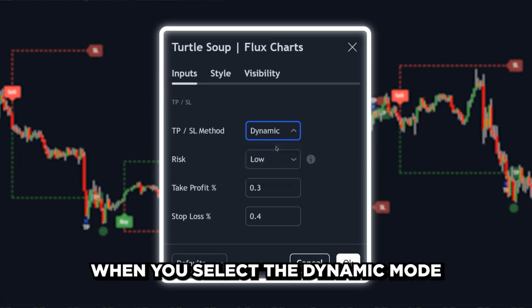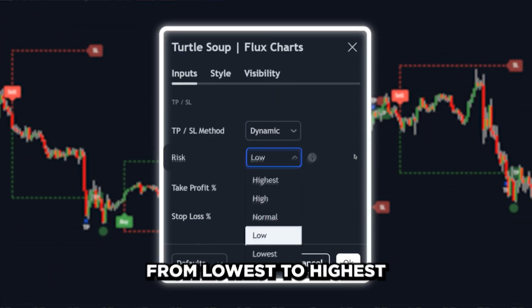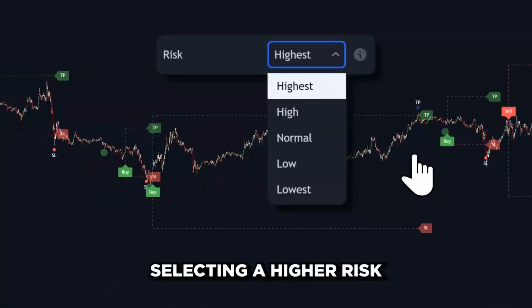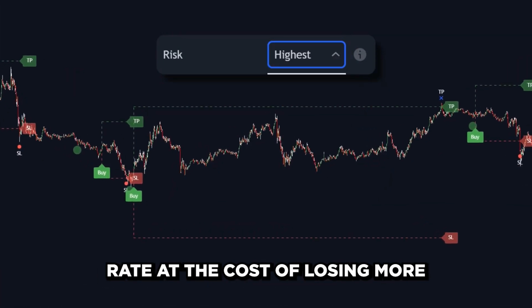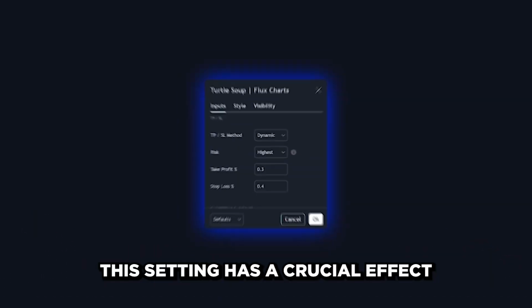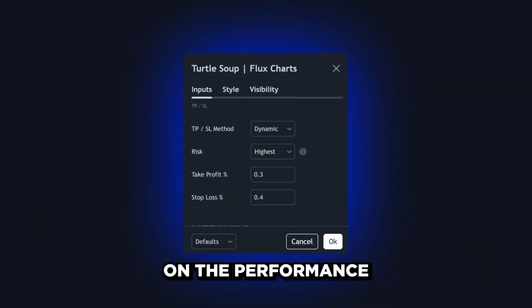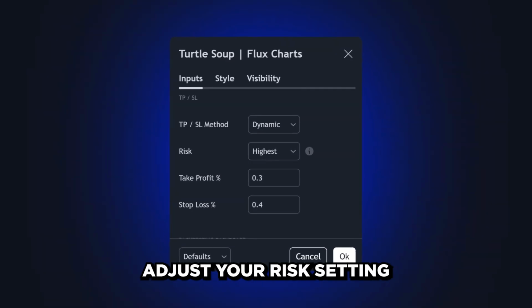When you select the dynamic mode, you have the option to adjust your risk from lowest to highest. Selecting a higher risk usually means a better win rate at the cost of losing more if the strategy fails. This setting has a crucial effect on the performance of the indicator. Make sure to properly adjust your risk setting.